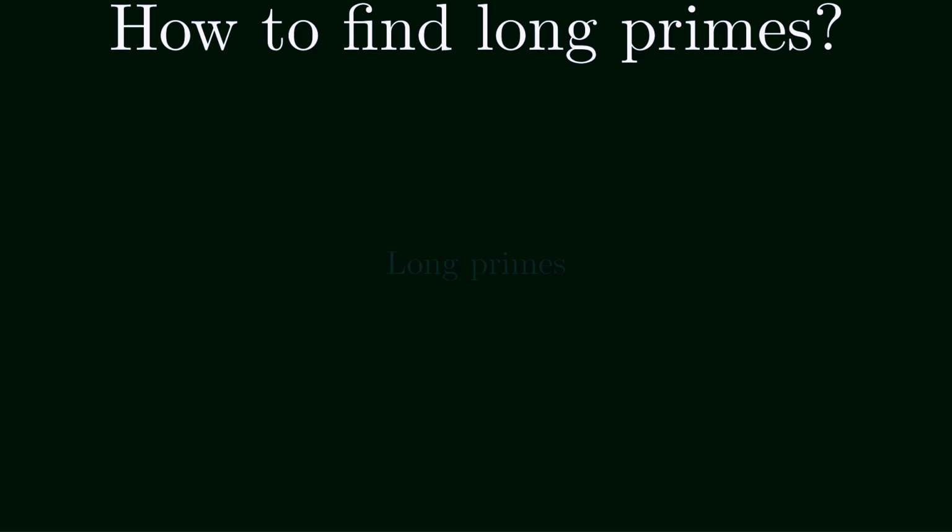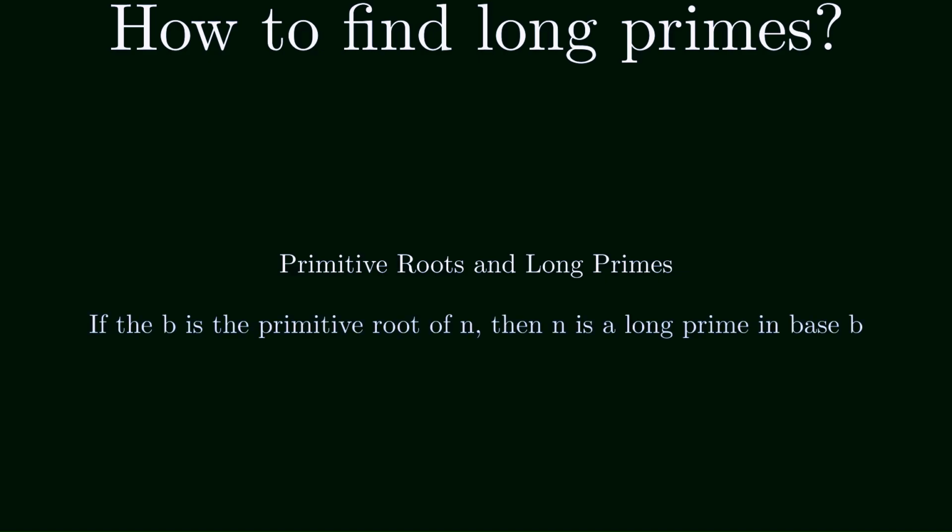Alright, so we know what a long prime is and why it happens, but how can we find them? One way to do so would be to exploit a tightly related concept in math, primitive roots. Now, in what way are primitive roots related to long primes? Well, for reasons I'll explain later, if a number b is the primitive root of n, then n is a long prime in base b.